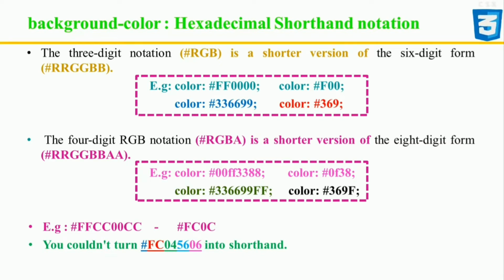Here is an example of the same color using both the full hex notation and the shortcut version. See how we have just deduped the duplicate characters from each color component. We have converted 33 to 3, 66 to 6 and 99 to 9. Both the values in this example result in the same color.